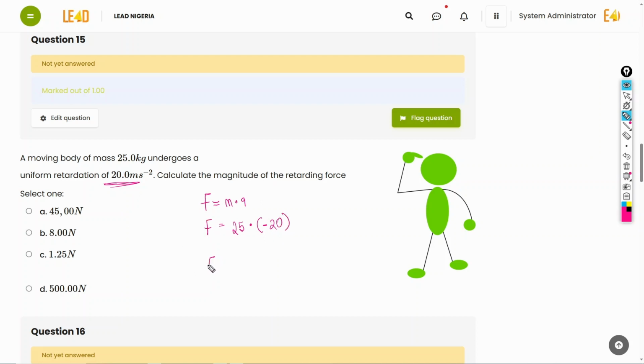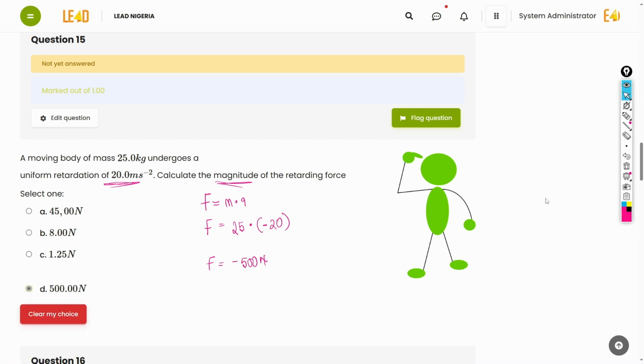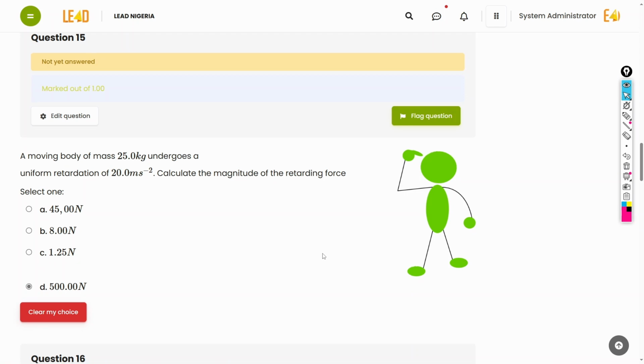So F would be equal to minus 500 newtons. But they're asking us for just the magnitude, right? So that means we're not taking into account the sign, just the scalar component, which is just 500 newtons. So that's D for question 15. So let's take on 16.